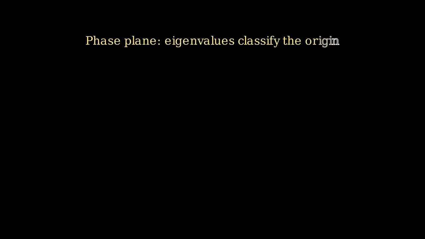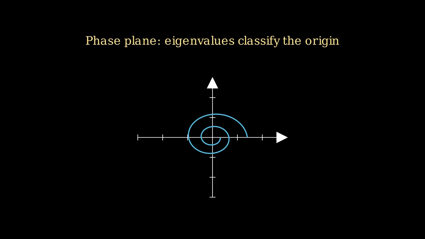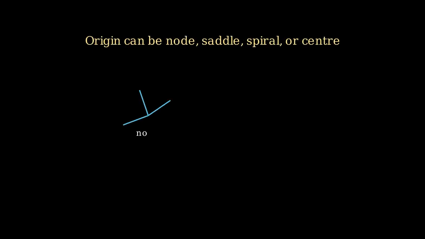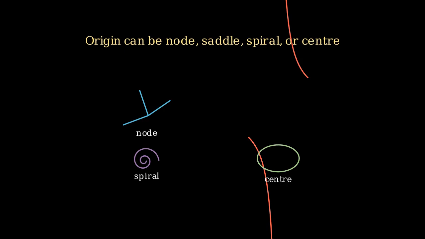Today we look at phase plane analysis and how the type and sign of a system's eigenvalues classify the equilibrium point at the origin. An equilibrium point at the origin can be a node, a saddle, a spiral, or a center, depending on those eigenvalues.